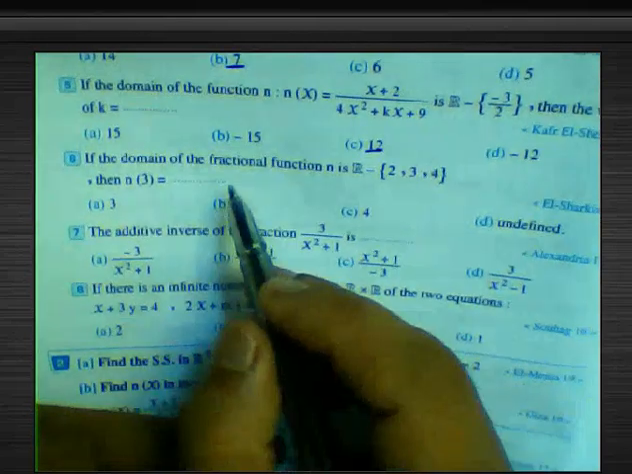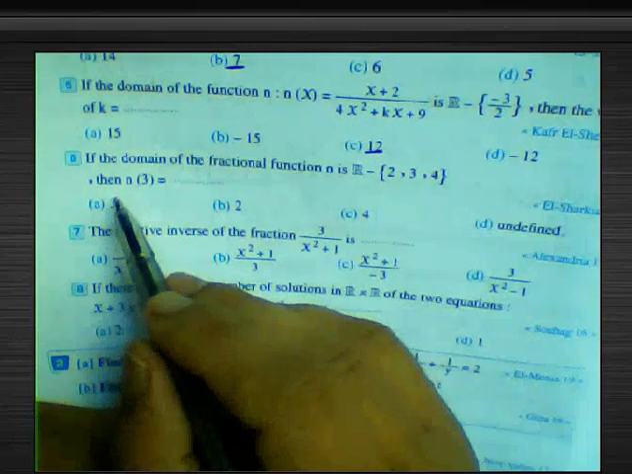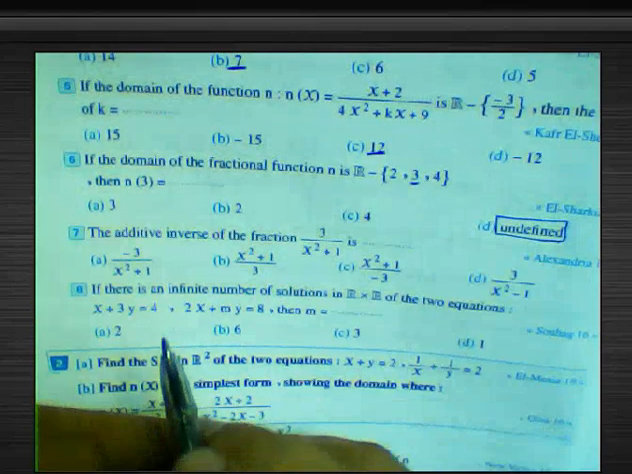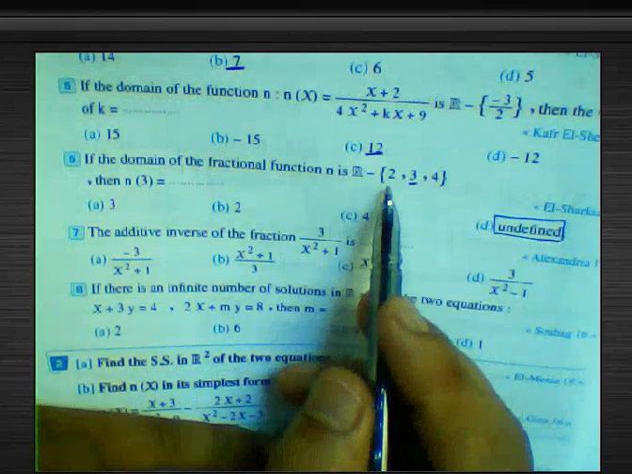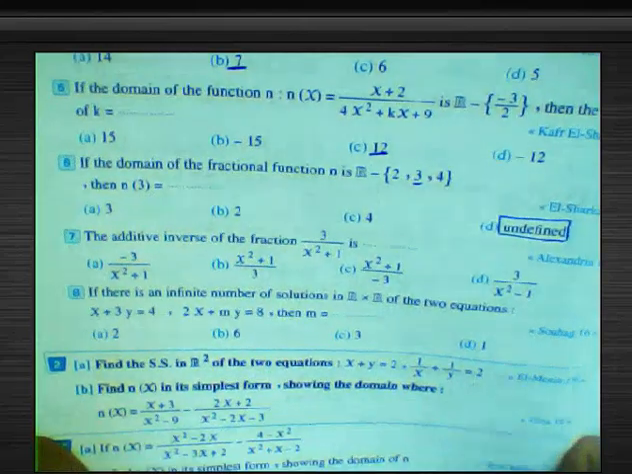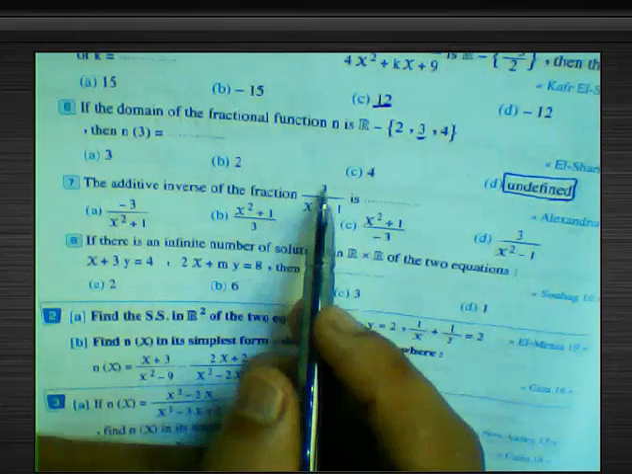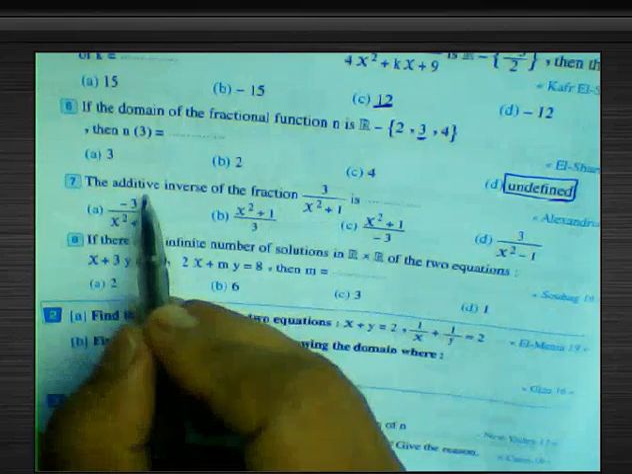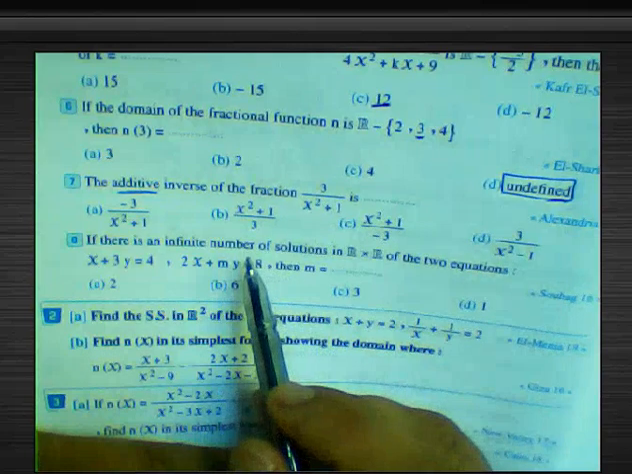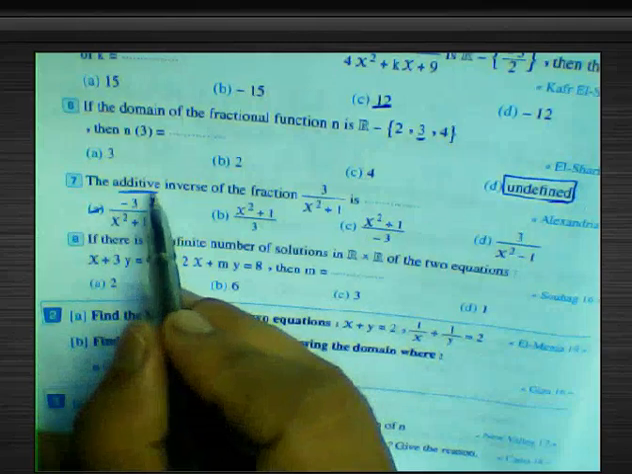Question number 6. If the domain of the fractional function is R subtract 2, 3 and 4, then n of 3 is undefined, because the domain of the function is R subtract 2, 3 and 4. Question number 7. The additive inverse of the fraction 3 over x power 2 plus 1 is... For the additive inverse, we must convert the sign of the numerator or denominator. The result will be negative 3 over x power 2 plus 1, because you want to find the additive inverse.